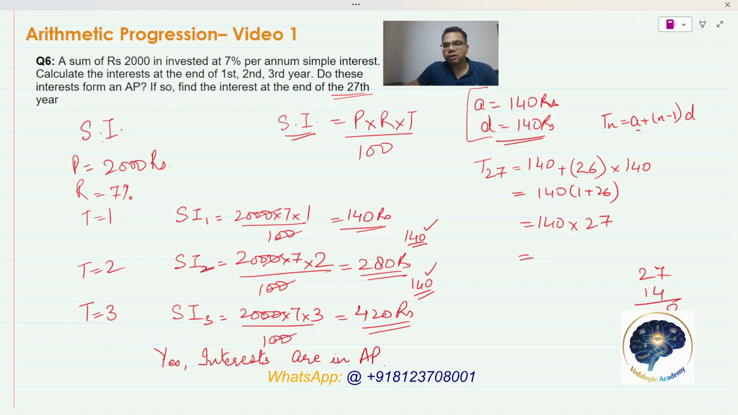7 4s are 28. 4 2s are 8. 8 plus 7 is 15. 15 plus 2 is 17. 1 carry, and 2 1s are 2 plus 1, 3. 378. So this is 378, and there was 1 zero extra, so I'll put 0 here. So this is the term 27 of this AP, which is the interest at the end of 27th year.